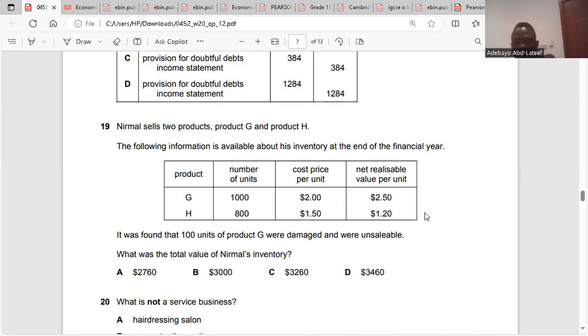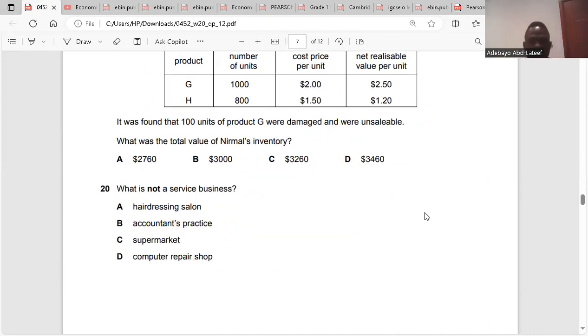But for product G, we cannot use net realizable value because some goods were damaged. So the total number left is 900. You have to multiply with the cost price, because we are talking about the cost price of that stock. So 900 multiplied by 2 is 1,800. So you won't use the NRV? You can't use it because goods were damaged. So how do you calculate your net realizable value? You can't. Goods are damaged. Yeah, because the NRV used here is for the total 1,000. So it's better for you to just use the cost of 2. So that's 1,800 plus 960, which is 2,760. Clear? Yes. So the answer is A.